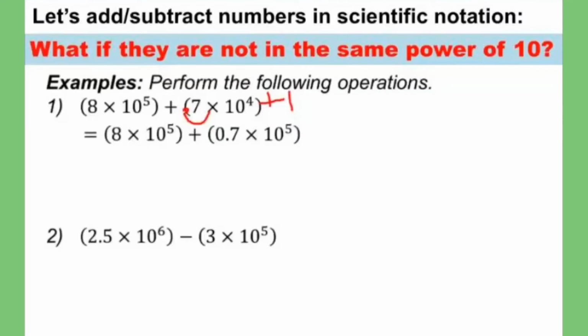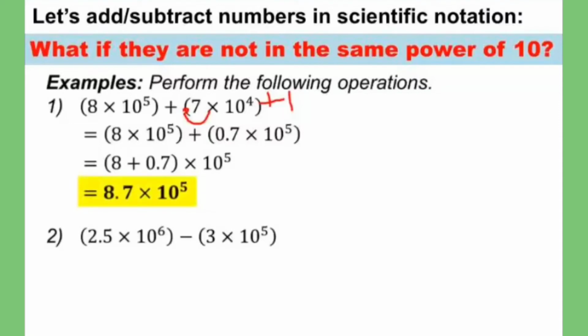power of 5. At since pareho na ang kanilang exponent ng powers of 10, we can now add them together. We have 8 plus 0.7. Then we copy 10 raised to the power of 5. And 8 plus 0.7 is equal to 8.7. Then again we copy 10 raised to the power of 5. We can have another solution for this one.